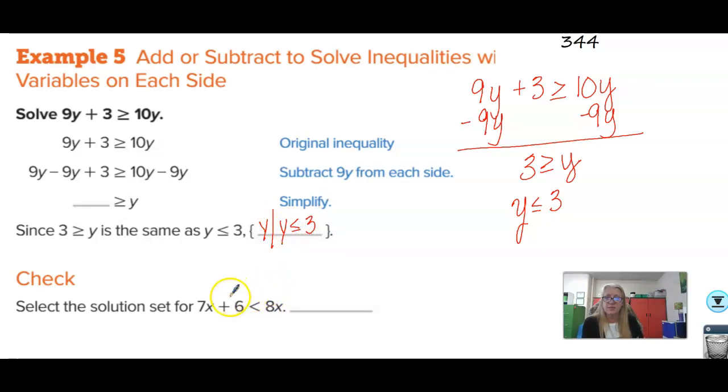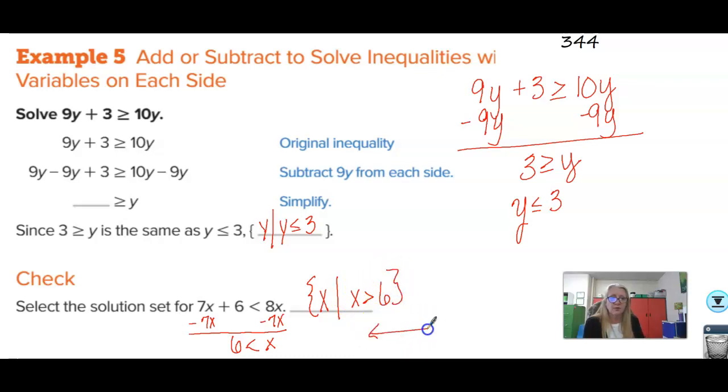And then they want us to do this one. You would subtract 7x from both sides. These are total setups because they haven't taught you to do multiplying and dividing both sides yet. So these are set up to where you end up with a variable with a coefficient of 1. 6 is less than x, or x is greater than 6. Set builder notation, x, line, x is greater than 6.